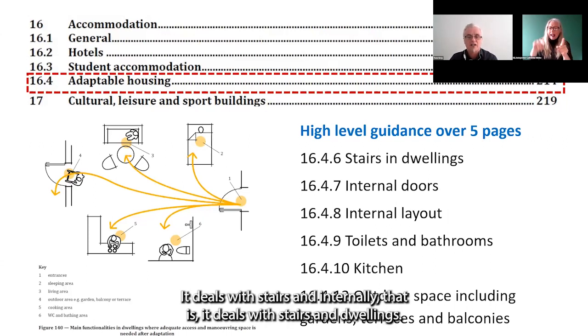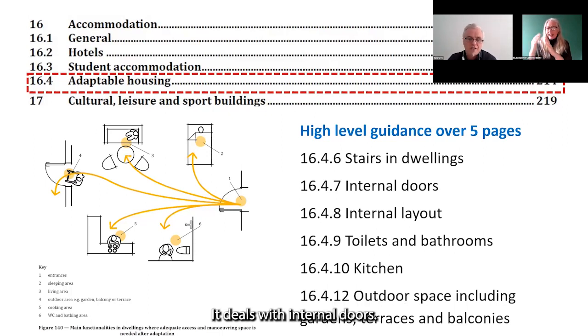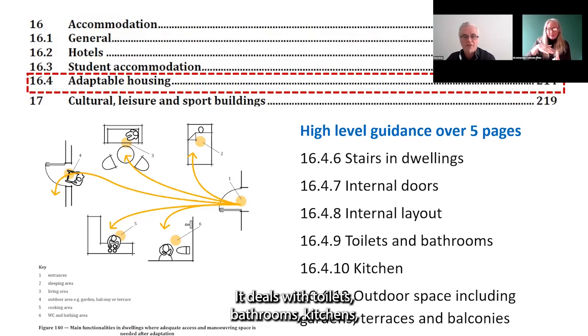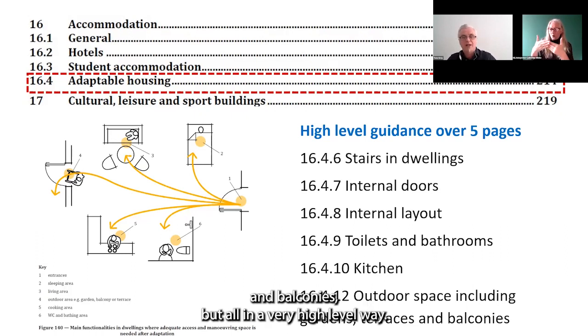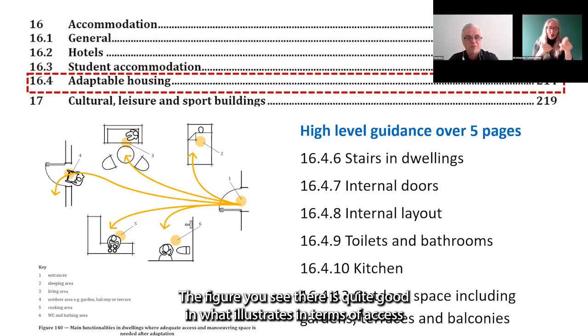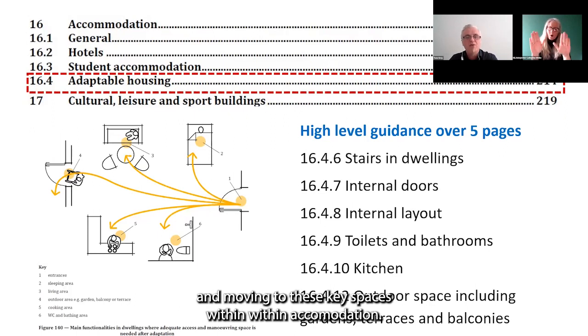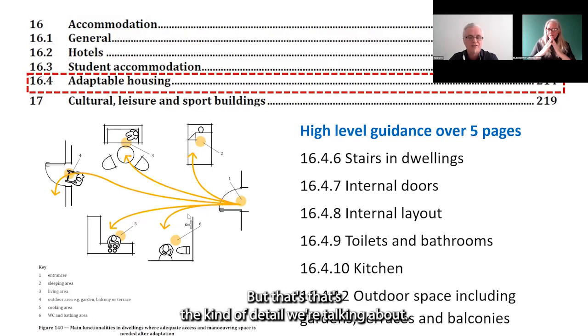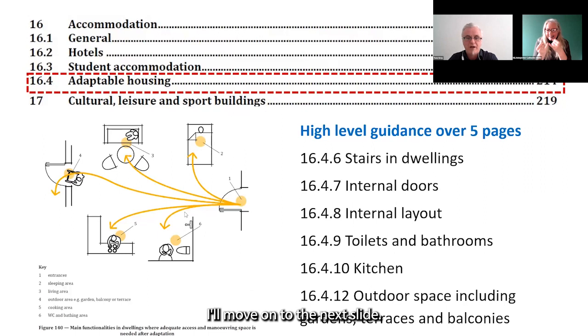It deals with stairs internally, that is, it deals with stairs in dwellings. It deals with internal doors. It deals with internal layout. It deals with toilets and bathrooms, kitchens, and then outdoor and living space, including gardens and balconies, but all in a very high level way. In fact, the figure you see there is quite good in what it illustrates in terms of access and moving to these key spaces within an accommodation. But that's the kind of detail we're talking about. I'll move on to the next slide.